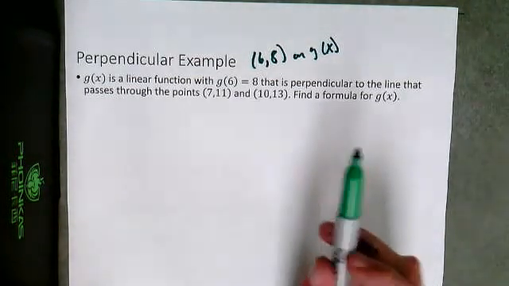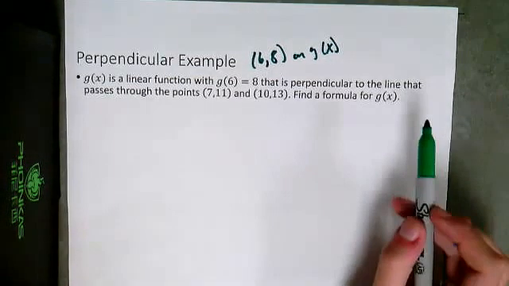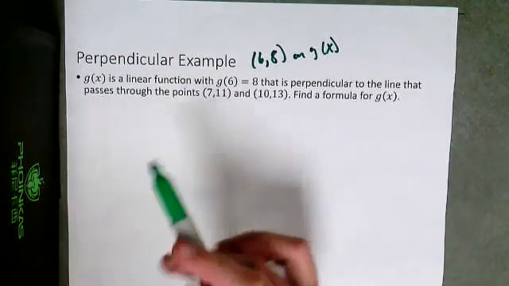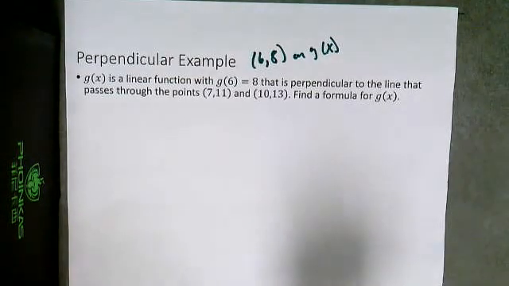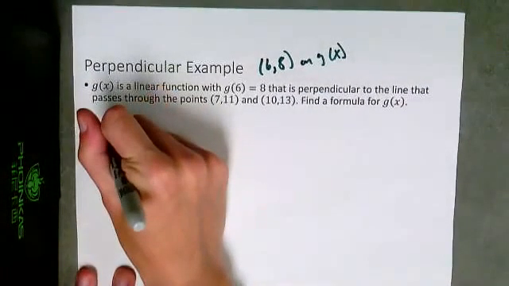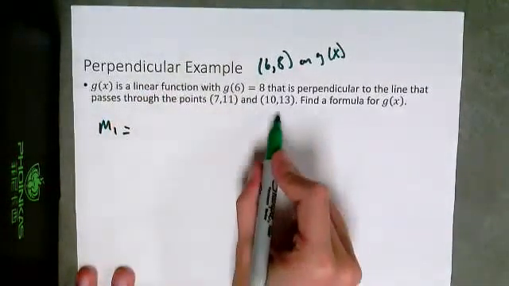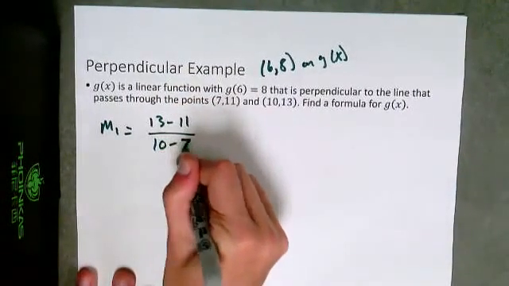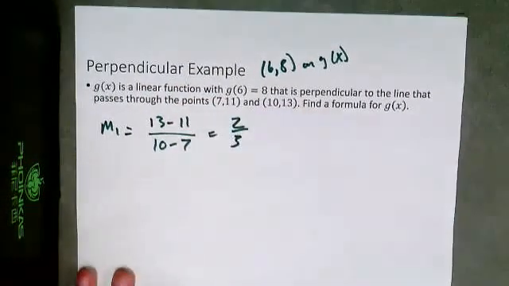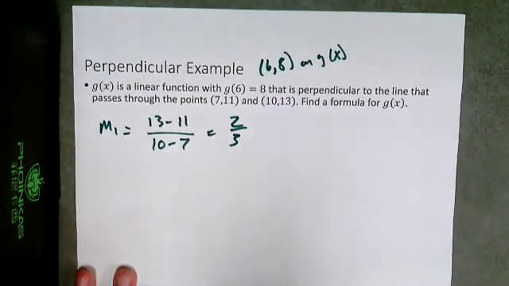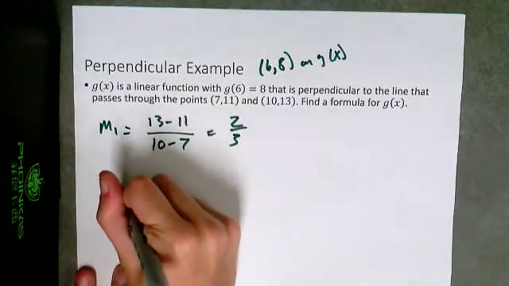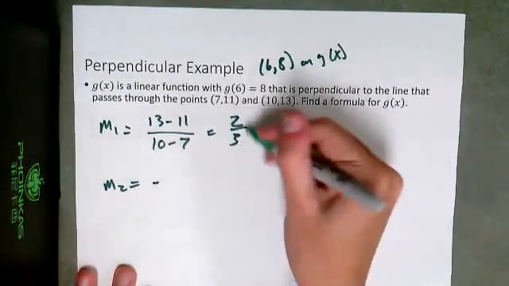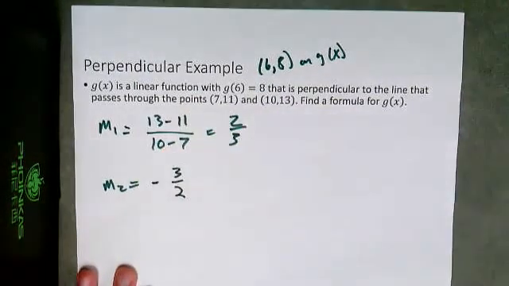Well, we know that g of x is a linear function and it's perpendicular to the line that passes through these 2 points. So we need to find the slope of these 2 points and then take its negative reciprocal. So what's the slope? Let's call M1 the slope between these 2 points: 13 minus 11 over 10 minus 7. This gives us 2/3. So M2, the slope for g of x that we're looking for, is going to be the negative reciprocal of this, so that's negative 3/2.